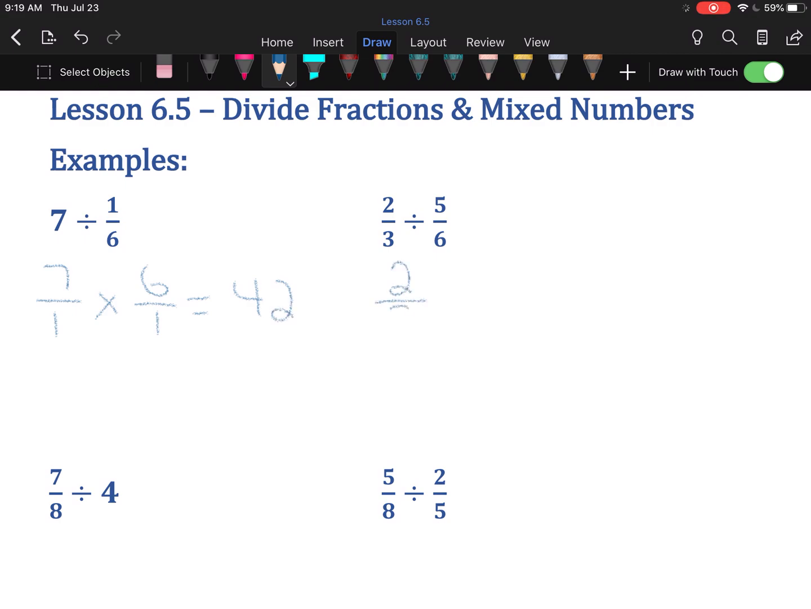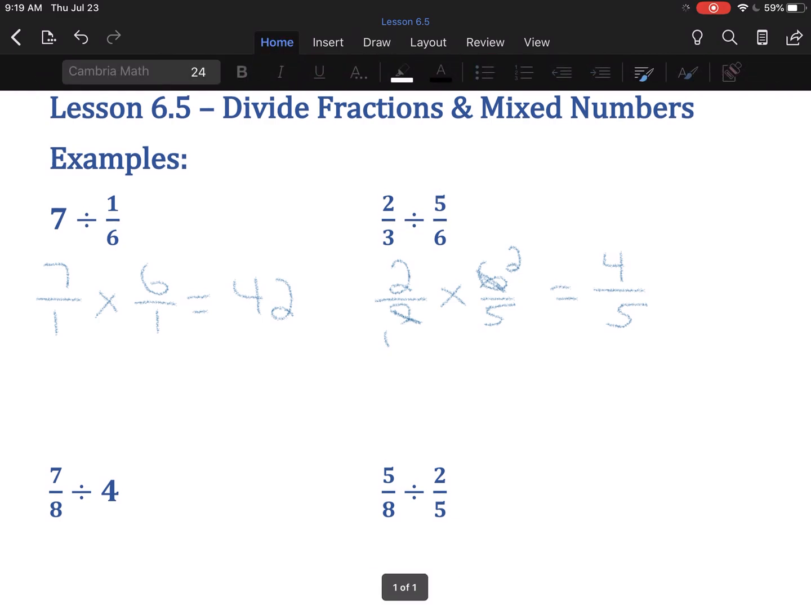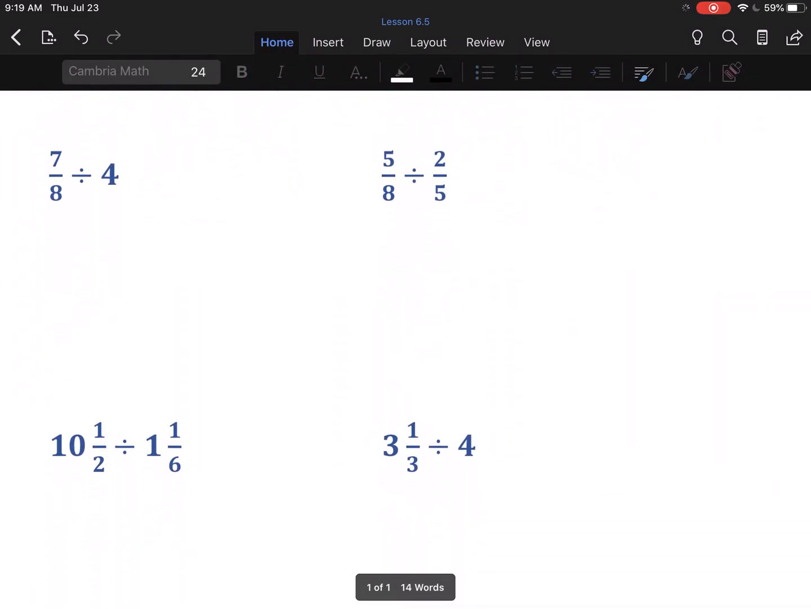Keep, flip, change, KFC. Now I see a 3 and a 6 diagonal. I can change that into 1 and 2 respectively. 2 times 2 is 4. 1 times 5 is 5. So long as you can Kentucky Fry your problems, you'll be good.